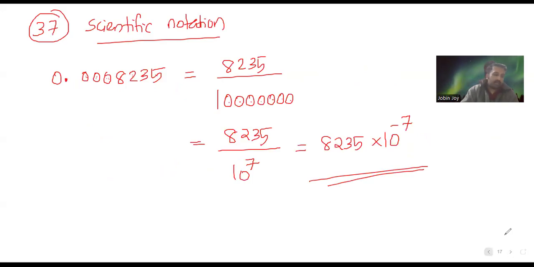Okay. So that's all about the chapter exponents and powers. So we solved 37 problems. Watch all the problems again and again and solve the problems again and again. Apply the different laws of exponents.